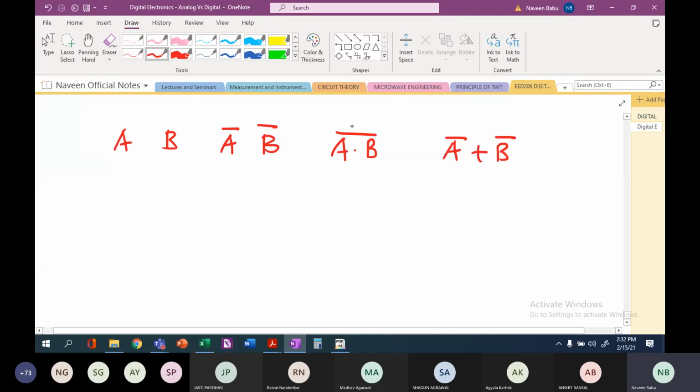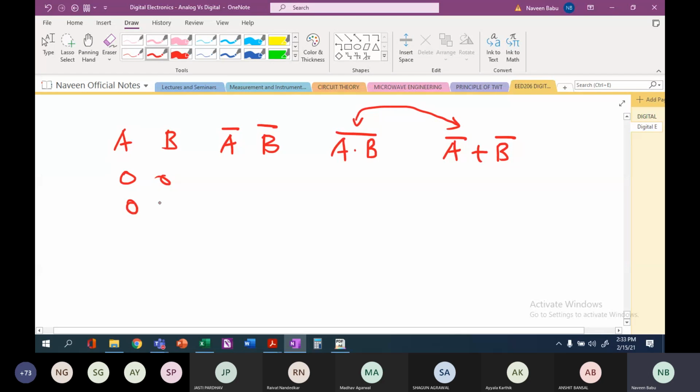Because these two equations satisfy De Morgan's law. You break the line and change the sign, you will get this. Or you put one more double bar, you will still get this particular thing. Join the line and change the sign. So that is also right.